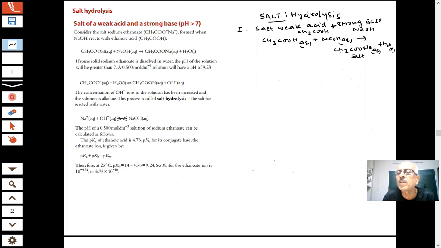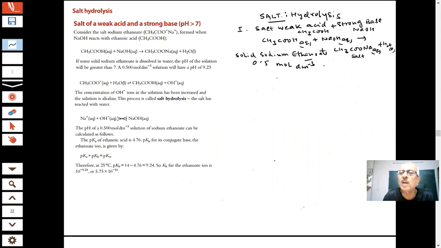What is the name of this? Sodium ethanoate. This is our solid sodium ethanoate. Supposing you dissolve this in water, now the question is, what will be the pH? Supposing I take 0.50 mol dm^-3. If some solid is dissolved in water, will the pH of the solution be greater than 7 or less than 7?